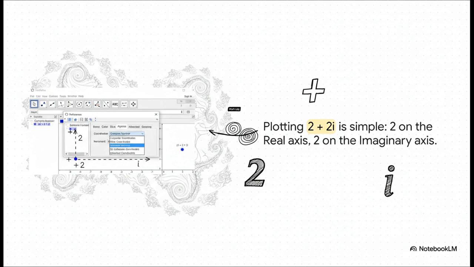Let's take the number 2 plus 2i. The first 2, that's the real part, right? So we just go 2 steps along the horizontal real axis. The plus 2i bit, that's our imaginary part. So we move 2 steps up the vertical imaginary axis. And boom, right where they meet, that's our point.